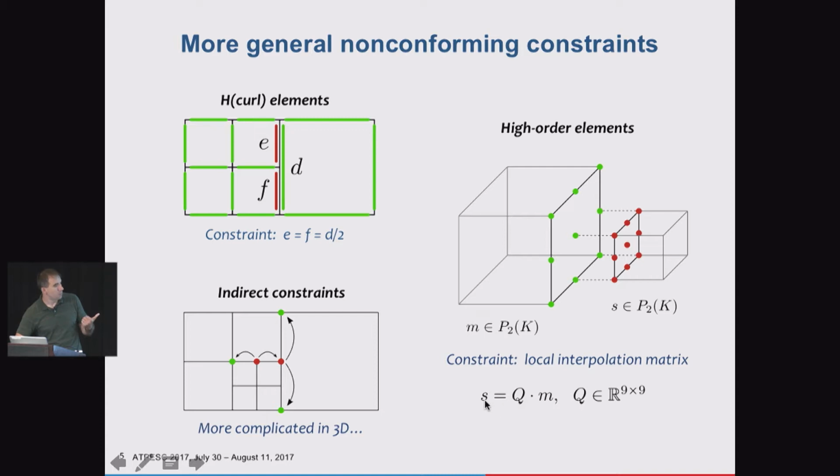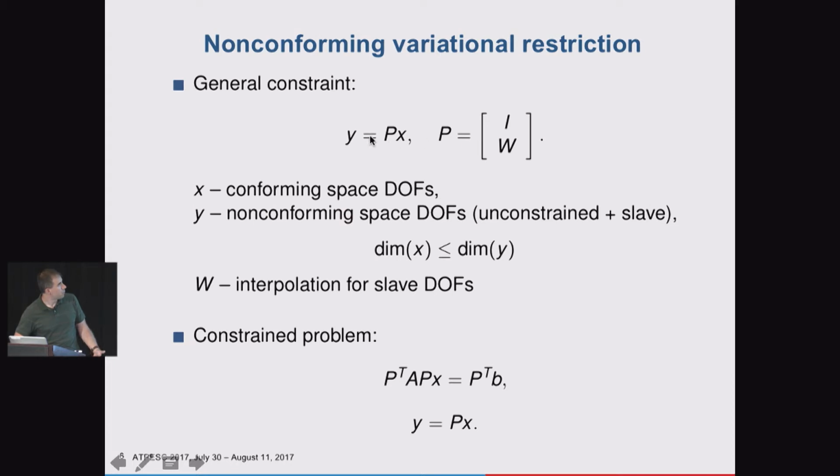The slave degrees of freedom, the fine degrees of freedom on the corresponding interface, depend on a linear combination, with some matrix, of the coarse degrees of freedom. If you assemble this matrix globally, you just get another interpolation matrix. This is very similar to what I showed you earlier about the way we approach parallel assembly. In that case, that matrix was very simple. In this case, this matrix incorporates the interpolation, so it has a more complicated structure. But the end effect is the same.